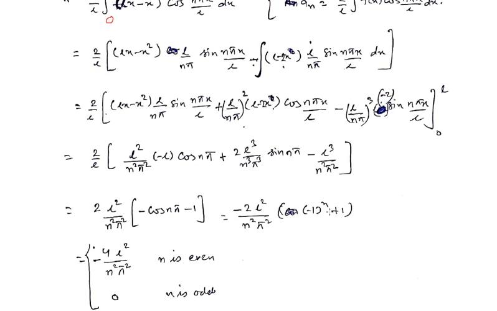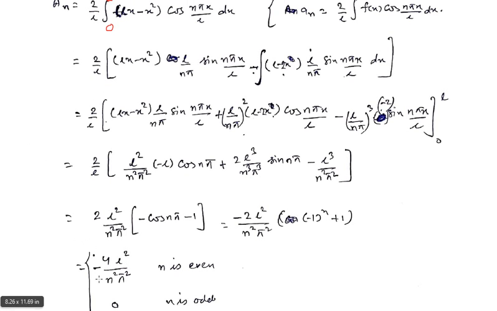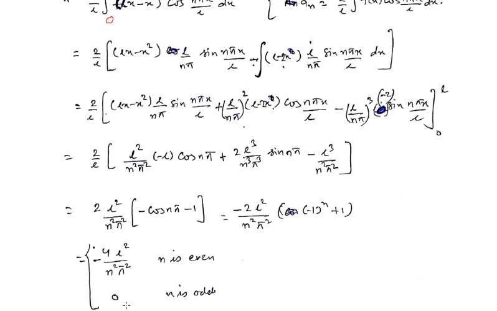Now when we put the values of n, which is a natural number, 1, 2, 3: when n is 1 it becomes minus 1 plus 1, which gives us 0. When n is 2 it becomes 1 plus 1, 2, which gives us minus 4L square upon n square pi square. When n equals 3, again it gives 0, and when n is 4 it gives us minus 4L square upon n square pi square. So when n is even, the value of an is minus 4L square upon n square pi square, and when n is odd, the value of an is 0.